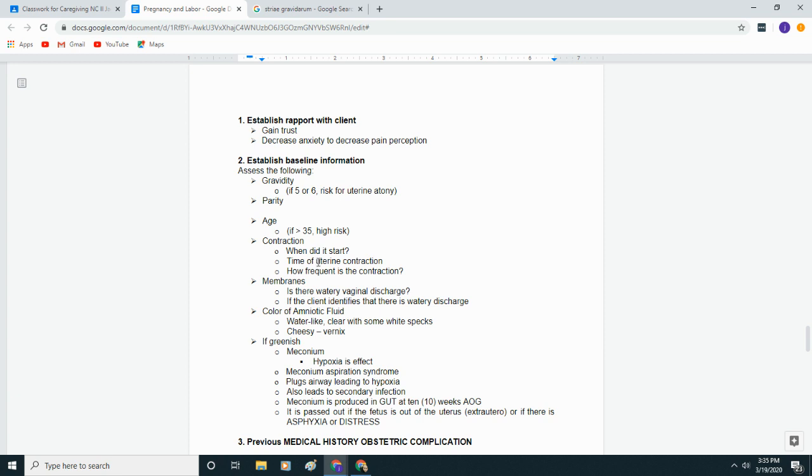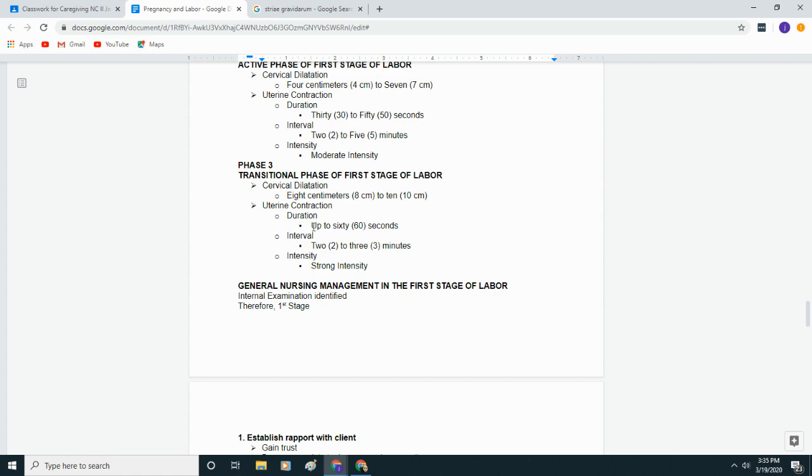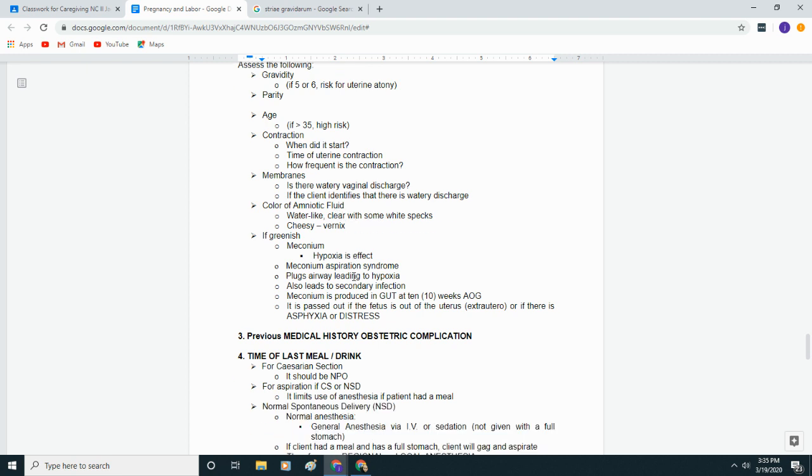Okay, contraction, when did it start? Time of duration, how frequent is the contraction? You should remember this one. Duration, interval, and intensity. Okay? Color of amniotic fluid, it should be water-like. Okay? Clear with some white specks and cheesy vernix. I show you the vernix caseosa already. Okay? You should know how to look for it.